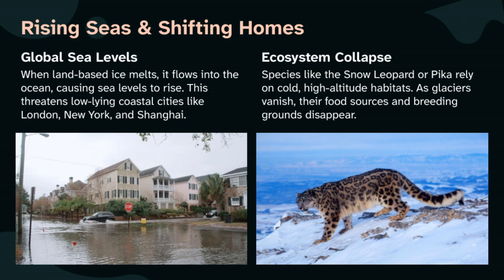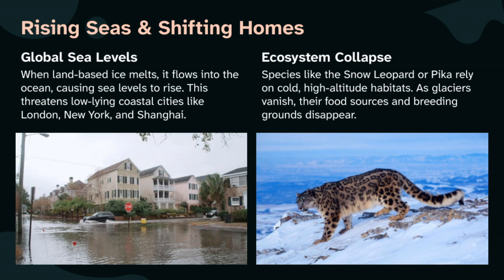The second major impact is on ecosystems. Many mountain species are adapted to cold, high-altitude environments. Examples include species like the snow leopard and the pika. These animals rely on specific habitats, food sources, and breeding conditions. As glaciers shrink and temperatures rise, habitats shift uphill. But mountains have a limit. Species cannot keep moving upward forever. Eventually, they may run out of suitable habitat.